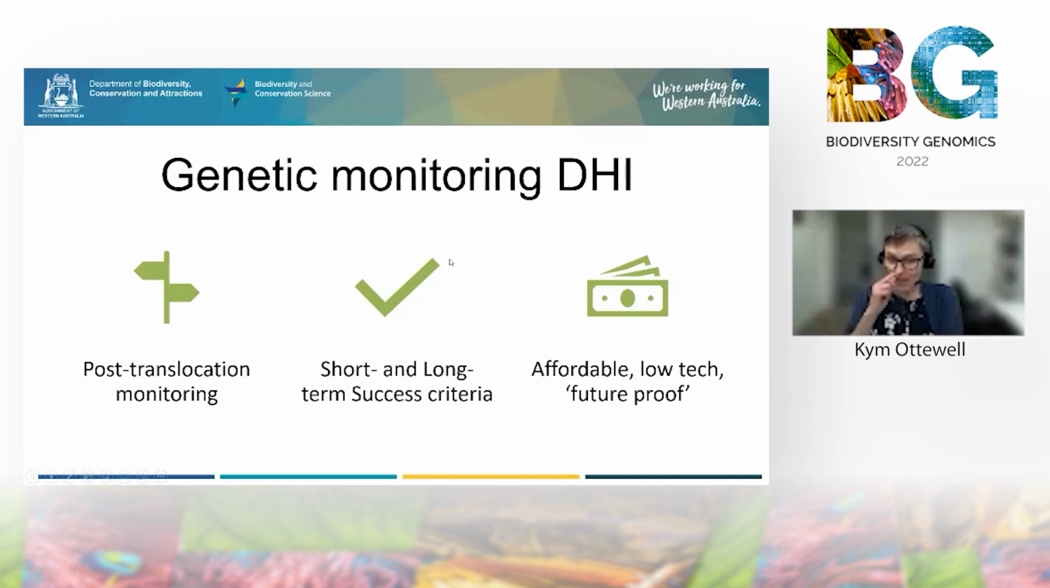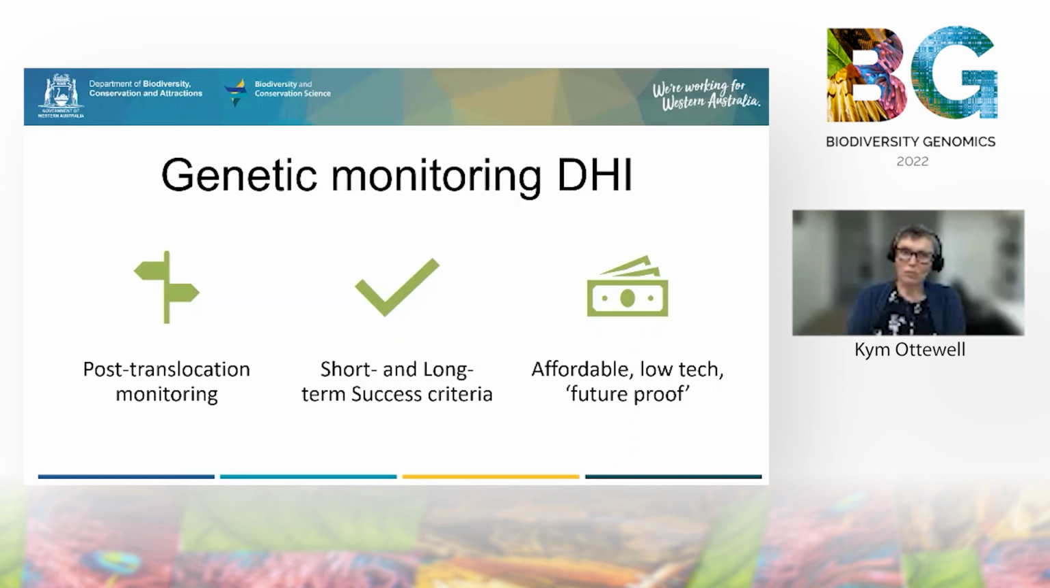So in the Dirk Hartog Island project, I did mention we have genetic targets written into our post-translocation success criteria. Namely, these are ensuring that populations retain 95% of the genetic diversity of our founder groups. And they also exist as triggers for additional conservation intervention if these criteria are not met.